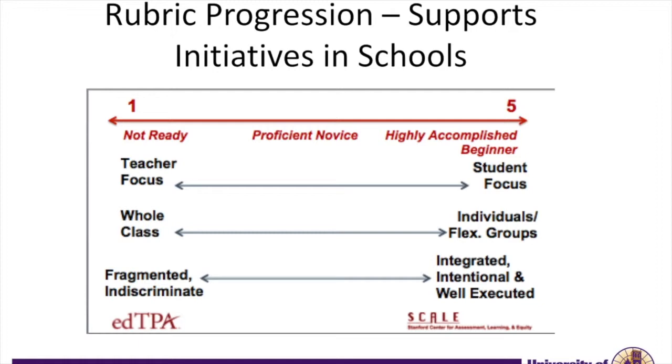This is a typical rubric progression along each of the 15 rubrics. On the left, you have a candidate who is the sage on the stage and teaches only to the whole class with no individualization, and their lessons are fragmented, not connected together. On the high side, the lessons are student-focused, the teacher individualizes, and the lessons are integrated, intentional, and based on standards. This rubric supports the movement in schools. In schools, they are moving from a teacher-centered lesson and moving their teachers to more of a student-centered lesson.